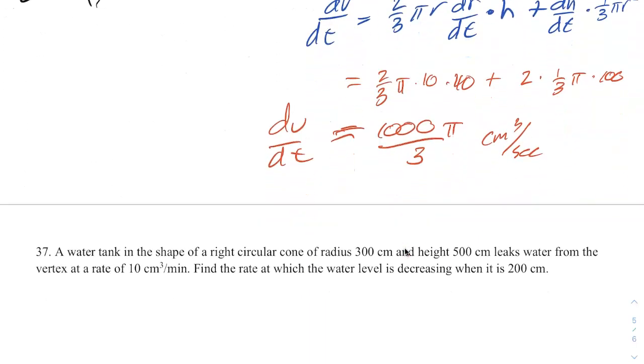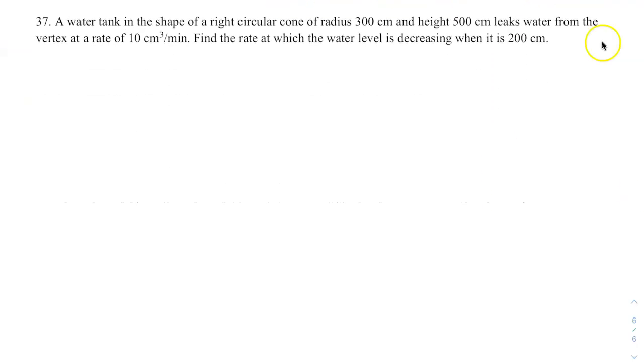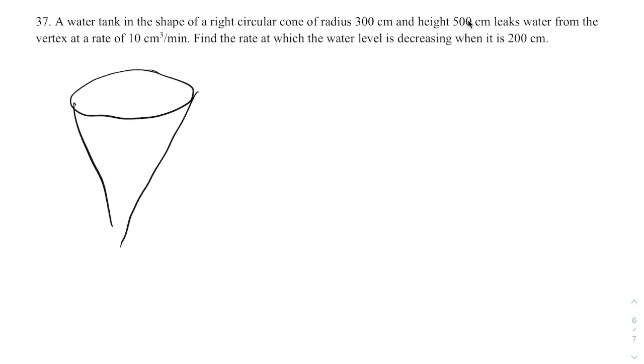Okay, one more left. Last one. A water tank in the shape of a right cylinder. Oh, there we go, another cone. A cone with radius 300 and a height of 500 leaks. So you have a cone. It's like an industrial size cone. The height is 500 and the radius is 300.